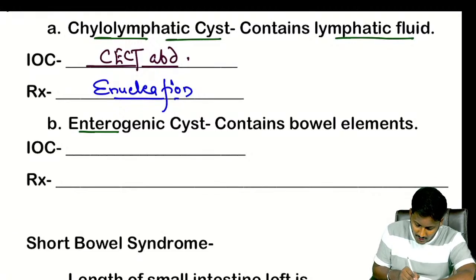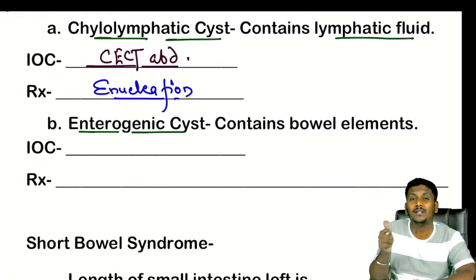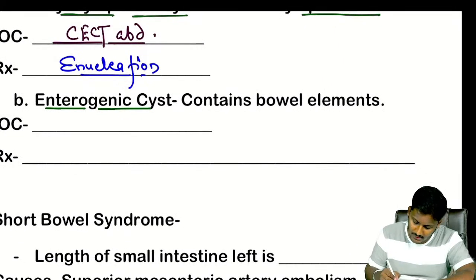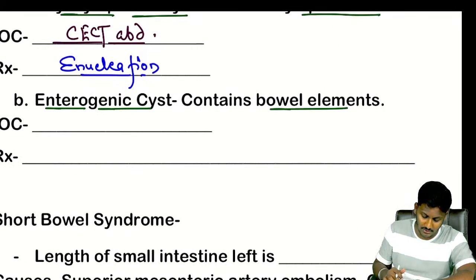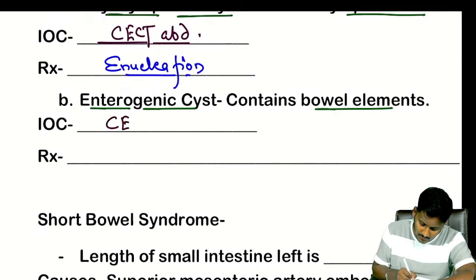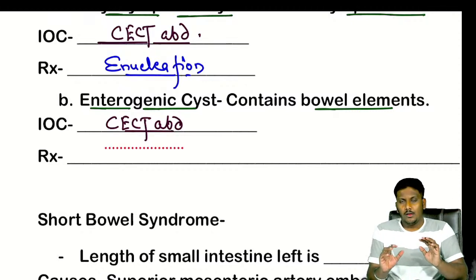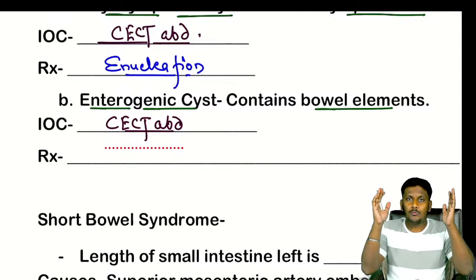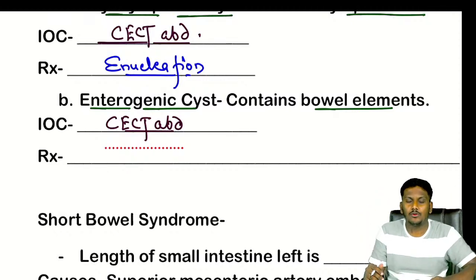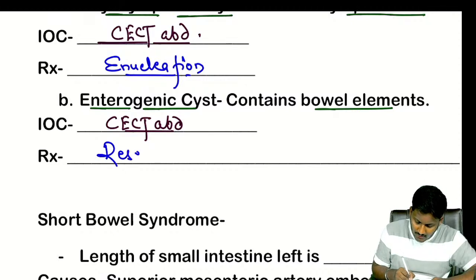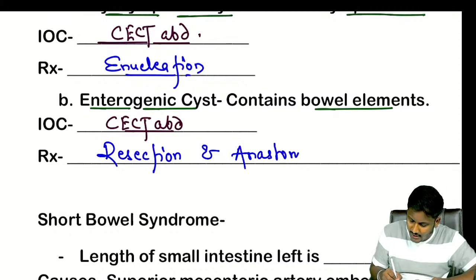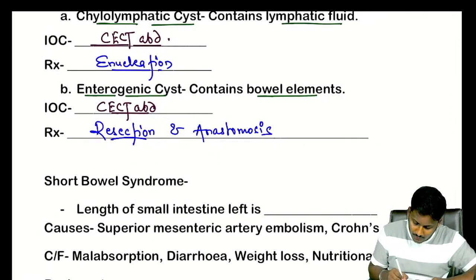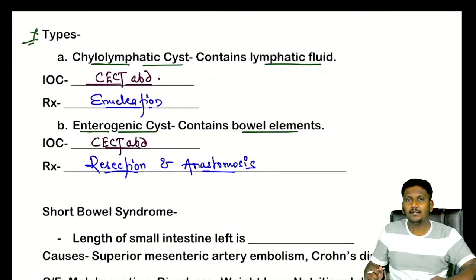Next type of cyst is an enterogenic cyst. By the name it is evident. Entero means intestine. So the enterogenic cyst contains the intestinal or the bowel elements inside it. Investigation of choice is again the same, that is a CECT abdomen. But this time the surgery is not going to be enucleation. Rather, here we have to remove that part of the intestine which is having this enterogenic cyst. If I remove the part and join the remaining part, that will be called a resection and anastomosis. So here we have to go for a resection and anastomosis. Clear? That is important. So this is what you have to remember about the mesenteric cyst.